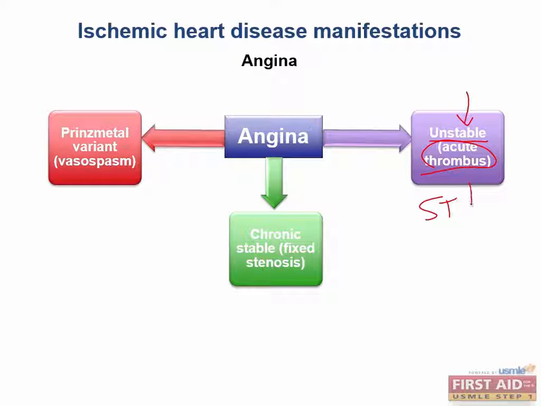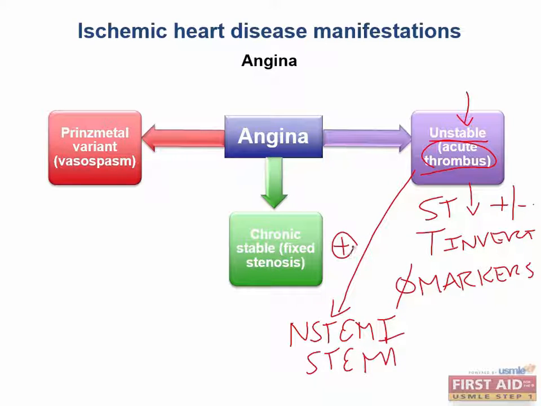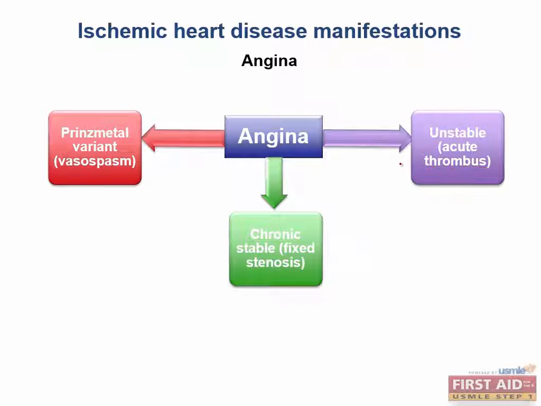Look out for ST depression and or T-wave inversion. You will not see any cardiac biomarkers. Why? Because if you do see cardiac biomarkers such as troponin I, then you have to call this a non-STEMI, which is a non-ST elevation MI, or ST elevation MI if you have positive markers. How do you differentiate unstable from stable?